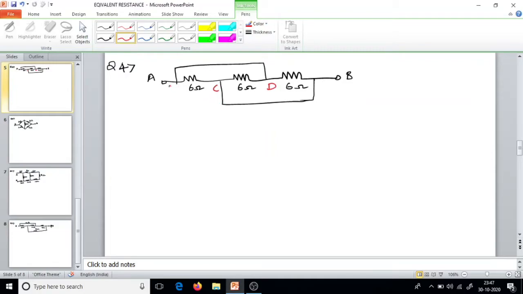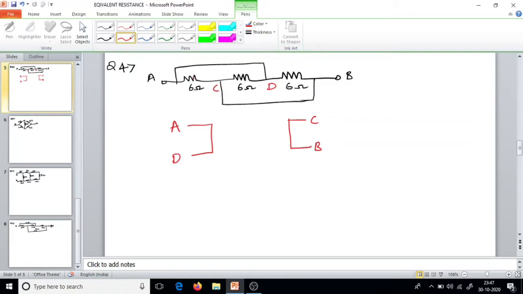Now if I see, this A and D are the same point, that is, if I draw something like this, this is my A point and this is the D point. Similarly, C and B are at the same point, they are shorted points. See, C is shorted with B. That's why I just made it short.